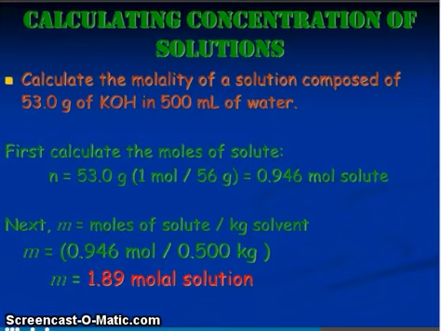Now calculate the molality of a solution composed of 53.0 grams of KOH in 500 milliliters of water. First calculate the moles of solute. n is equal to 53.0 grams times 1 mole divided by 56 grams. You will get 0.946 mole of solute. Next, m is moles of solute divided by kg of solvent. So you will get 1.89 molal solution.